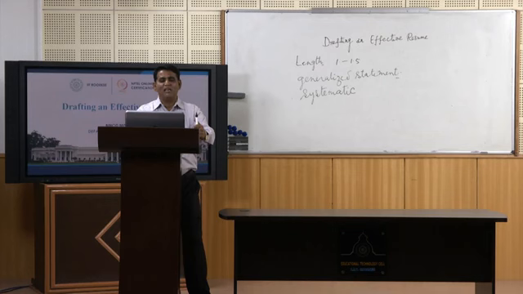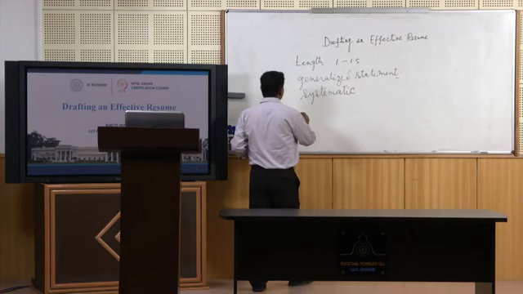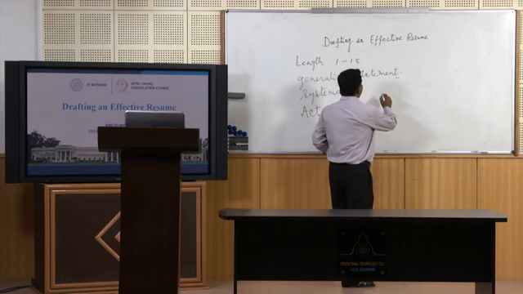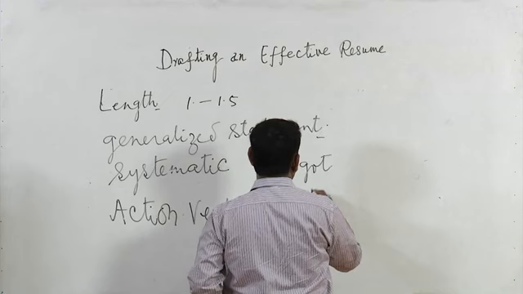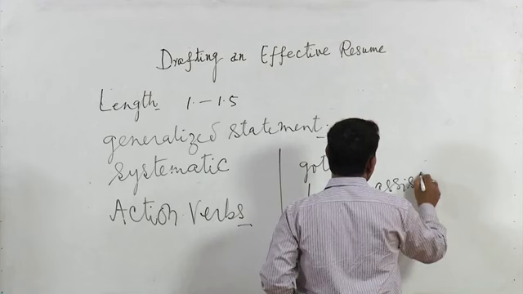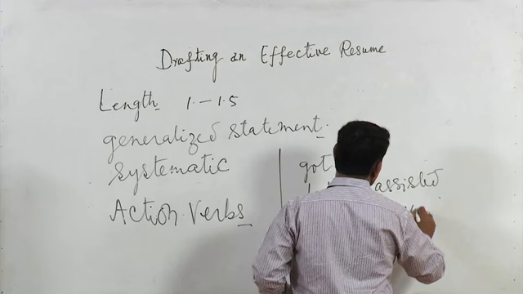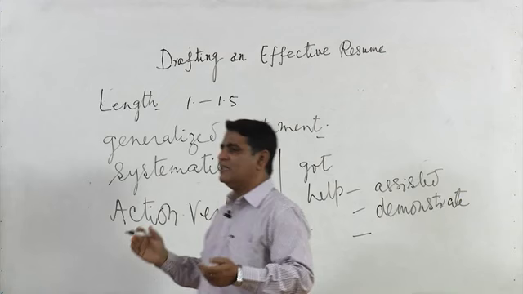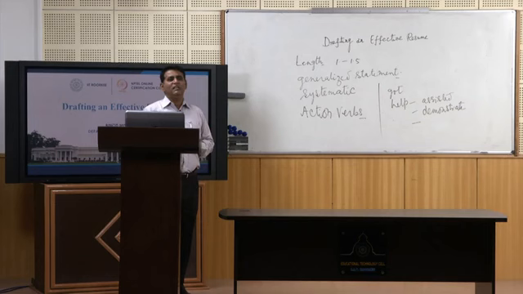Be creative by describing and emphasizing your experience in the most relevant way possible. And while doing so, please see to it that you are writing with the help of action verbs or action words. Say, if I have to say got, if I have to say help, these words are actually weak words. So, in place of help, it is better to use assisted. Somebody says justifies, it is better to say demonstrate. Somebody can also say supervised, somebody can say coordinated. These are action words that actually matter a lot when you are drafting a resume.